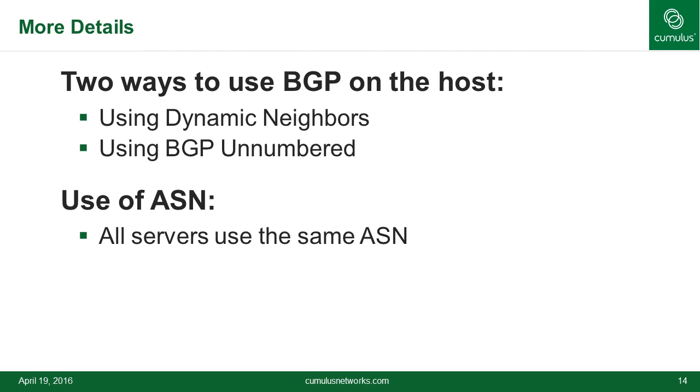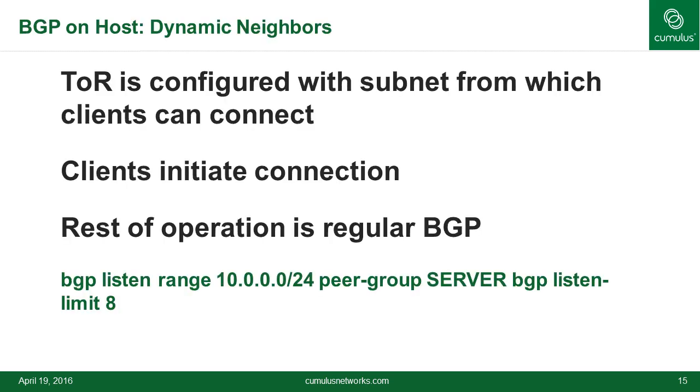And today you can get into some more details on this. There are two ways to use BGP on the host. You can use something called dynamic neighbors, or you can use BGP unnumbered. Essentially, when you think about BGP, for those who are versed in this, there is something called an autonomous system number. All the servers just use a single ASN, and that's about it. With BGP on the host and dynamic neighbors, all you do is configure the ToR, that is the leaf switch, with the subnet to which the clients can connect. All the clients are connected via a bridge on the switch itself, and once you type this command, as the servers start connecting, the BGP connection establishment happens, and from there on, it's just regular BGP.